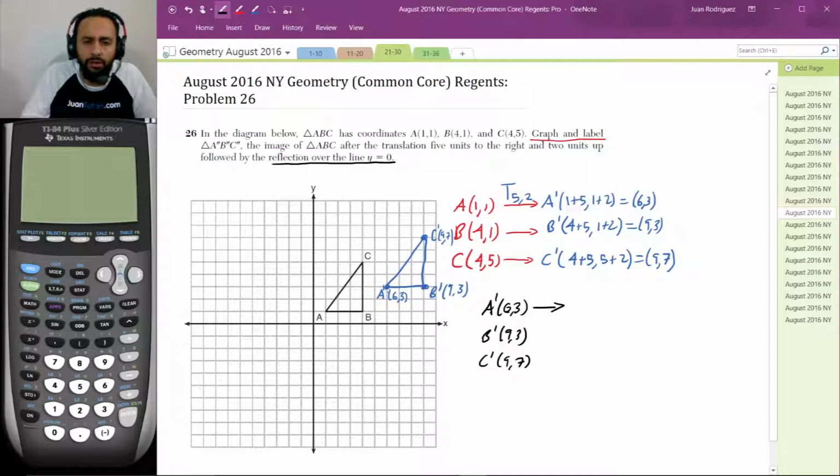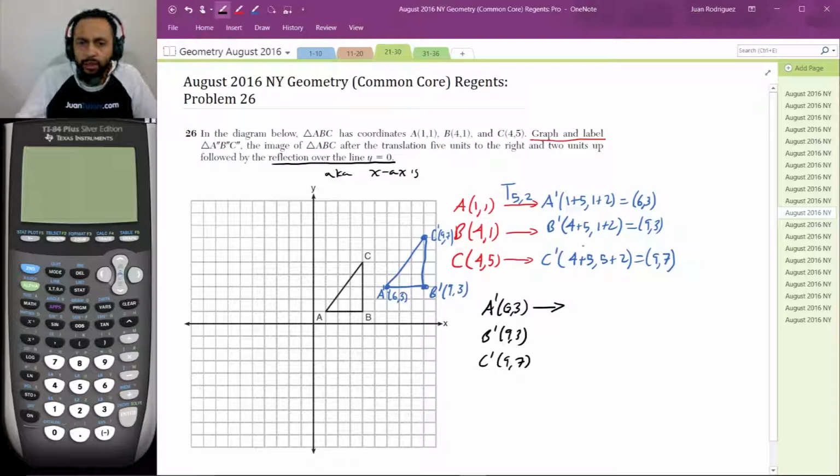Here's the y equals 0 right here, so y equals 0 is also called the x-axis. So I'm going to reflect this whole triangle below, which means that it should be something like an upside down triangle A prime, B prime, C prime. So it's going to look something like that, let me just draw something real quick like this. Okay, so that's something I should expect.